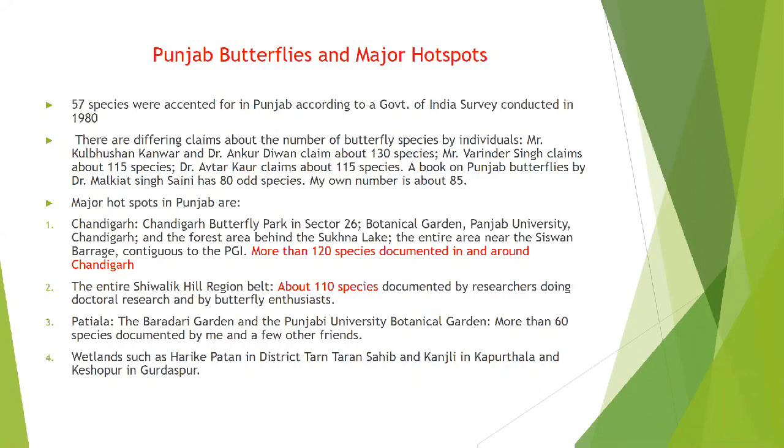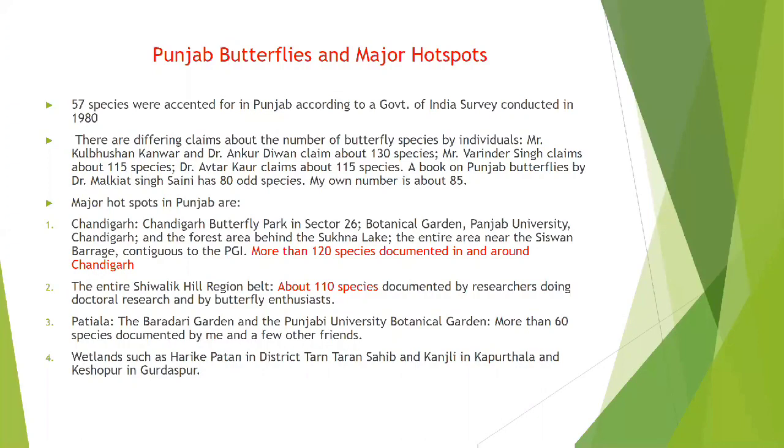Dr. Ankur Devan talks about 128 species. Mr. Varinder Singh claims 115 species, the same number as is claimed by Dr. Avtar Kaur, who is working with the Zoological Survey of India and is currently posted in Solan. A book on Punjab butterflies, the only one of its kind, which was in Punjabi, was published by Dr. Malkeet Singh Saini. It was published by Punjab University, Patiala. It has about 80 odd species. My own number is about 85.